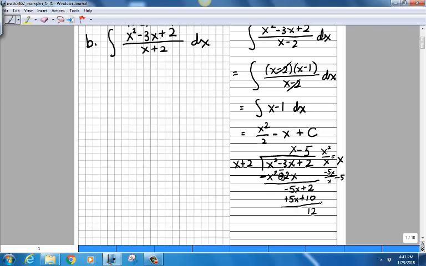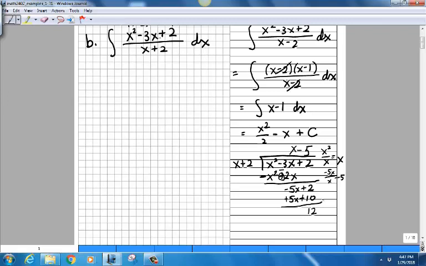This is where we stop the long division now, because the degree of my remainder here is 0. This is a constant. Constants have degree 0. And, of course, the divisor has degree 1. X plus 2 is degree 1. Degree 0 is less than degree 1, so we know we're going to terminate the process now.